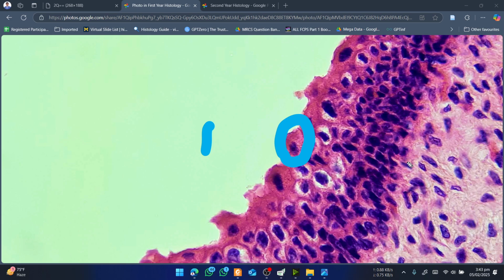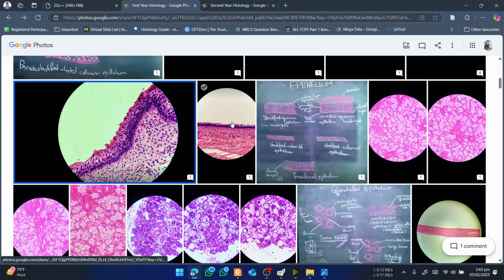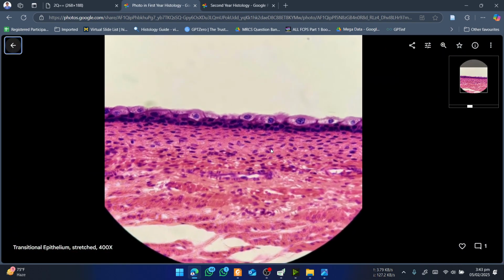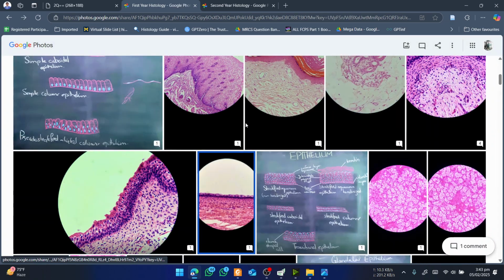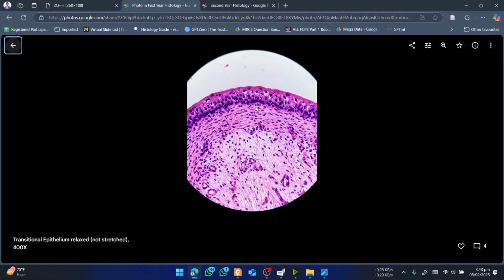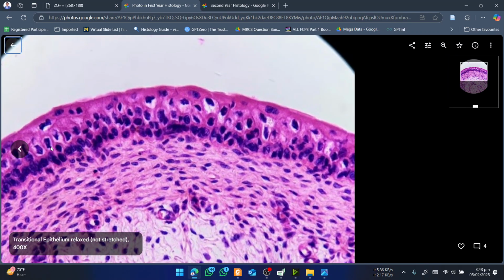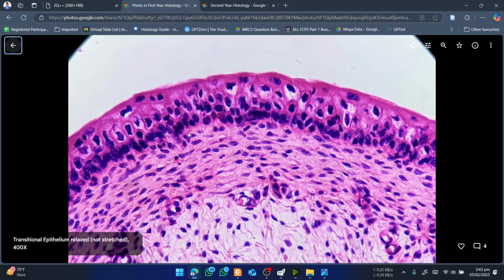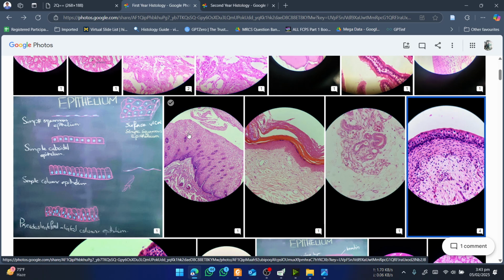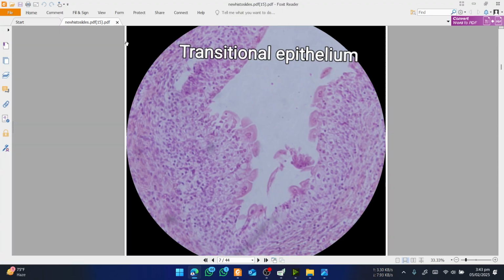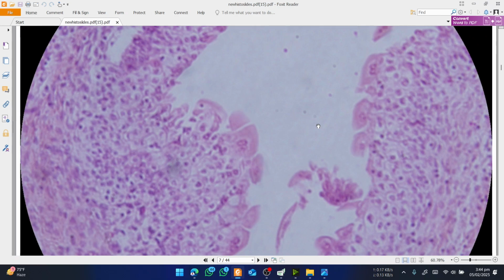It is much like stratified squamous epithelium, but in the topmost layer, they are not flattened. You can see here the topmost layers are larger than that. You can see it here also. You can see the topmost layer is relatively bigger as compared to the others, and usually they are dividing, and you can also see binucleated cells here too. So this is the picture, and here the topmost dome shaped cells are very prominently visible in this part.